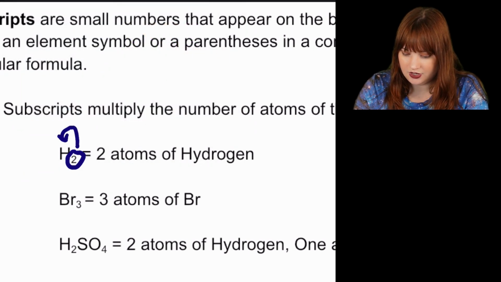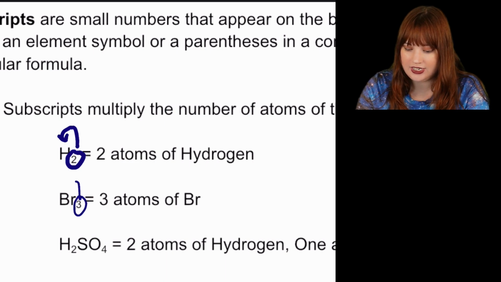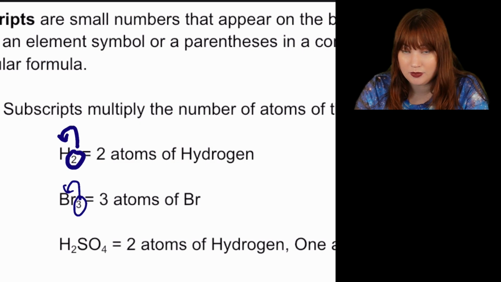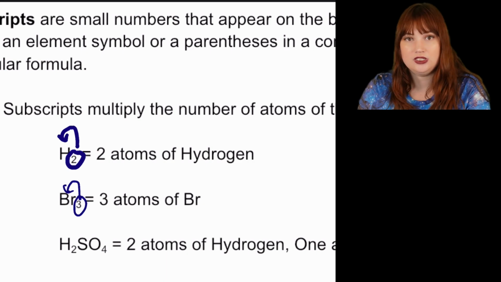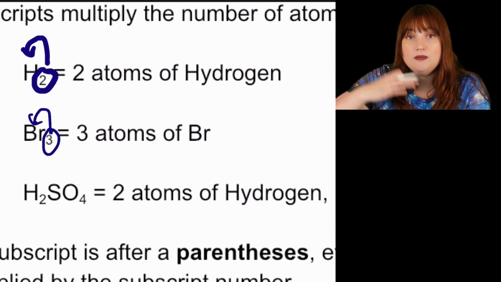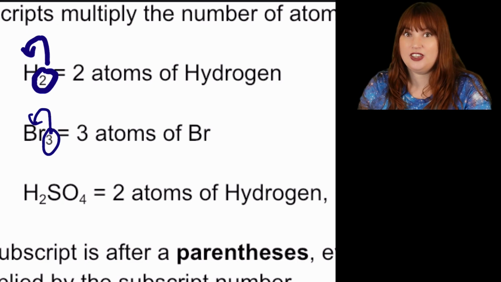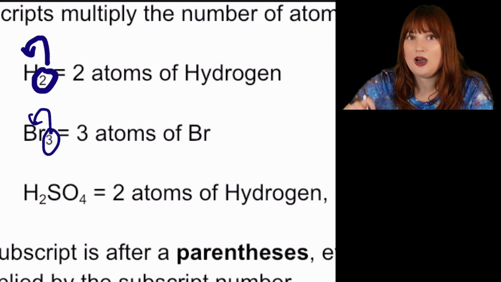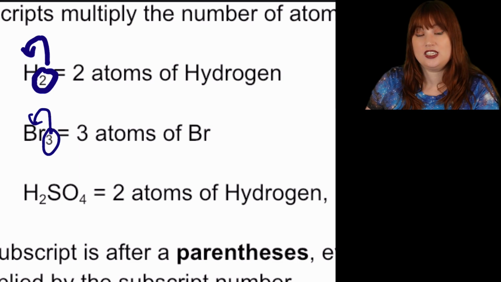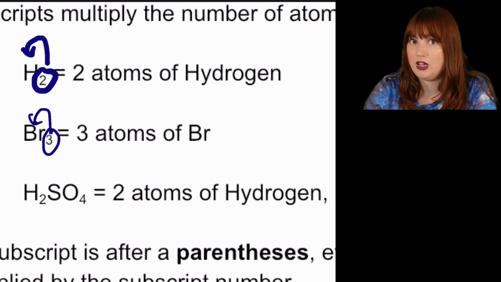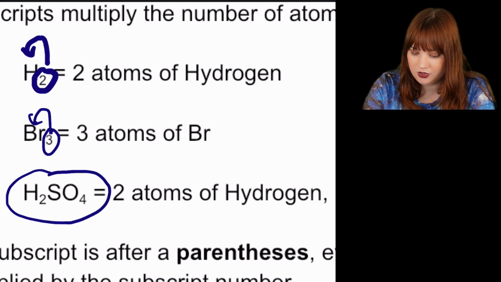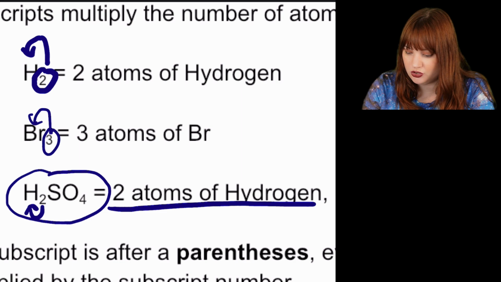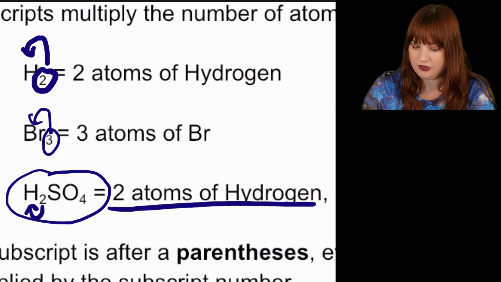Let's see another. The next example, we have a little 3 next to our element symbol. This is Br or bromine. That little 3 tells me I have 3 of those. Simple enough, right? When we get to molecules, you're going to have lots of elements sometimes. And each of those elements can have a subscript. So you'll see a lot more of these small numbers next to the elements in a compound or a molecule. So in this example, I see a small 2 next to hydrogen. That means we have 2 atoms of hydrogen in this compound.